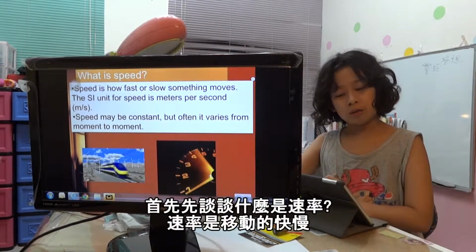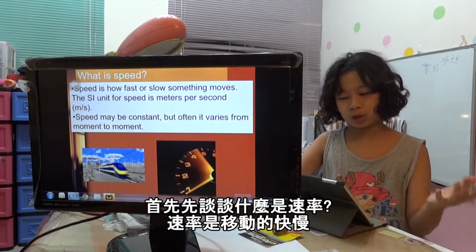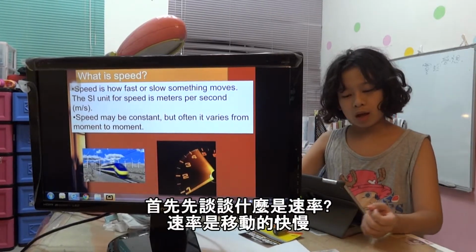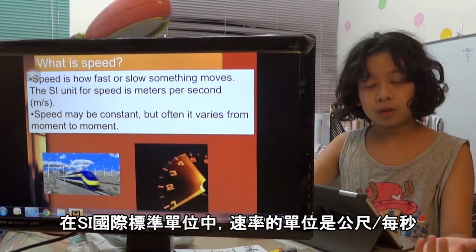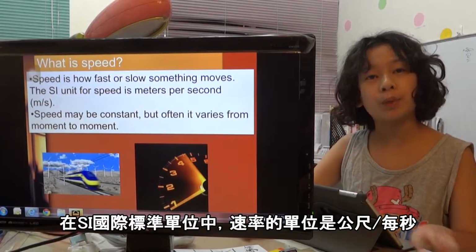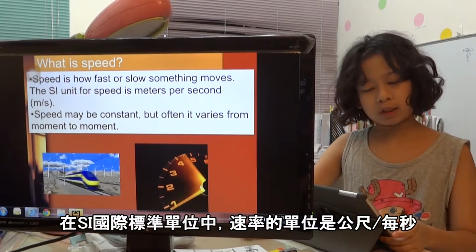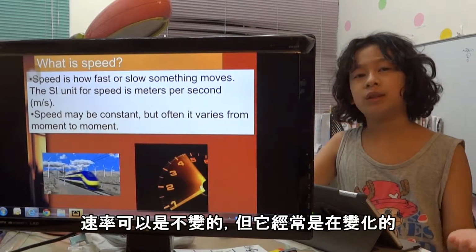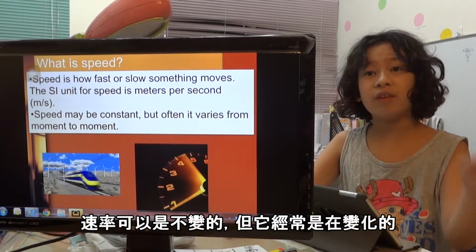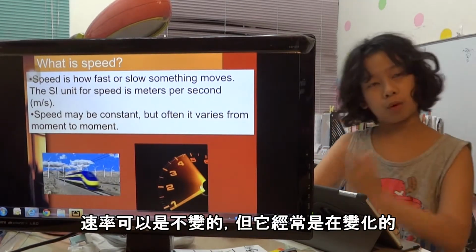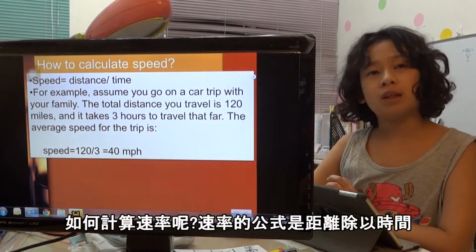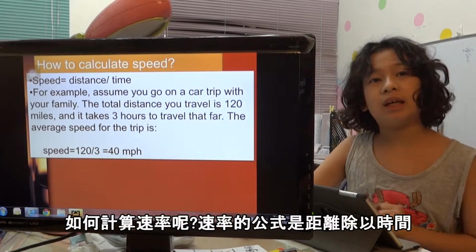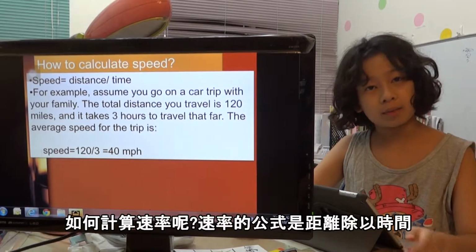What is speed? Well, speed is how fast or slow something moves. In the SI unit, the unit of speed is meter per second. Speed may be constant, but usually it varies from moment to moment. So, how do we calculate speed? Well, the average speed is the distance over time.